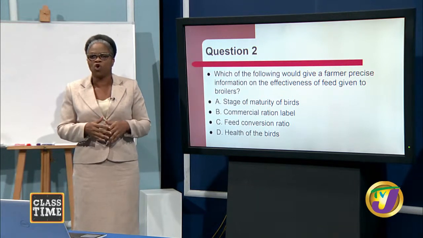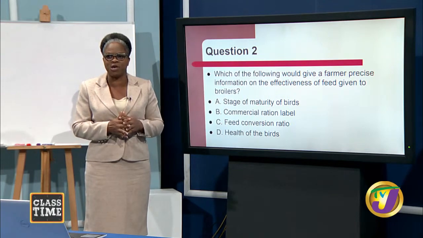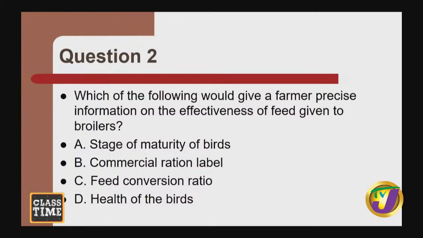Okay, let us go. Which of the following should give a farmer precise information on the effectiveness of feed given to broilers? Let's look at the different answers we have here. Is it A, stage of maturity of birds, B, commercial ration label, C, conversion ratio, or D, health of the birds? What do you have for your answer, students? All right. So we both have the same answer. All of us have the same answer. The answer is B, commercial ration label.